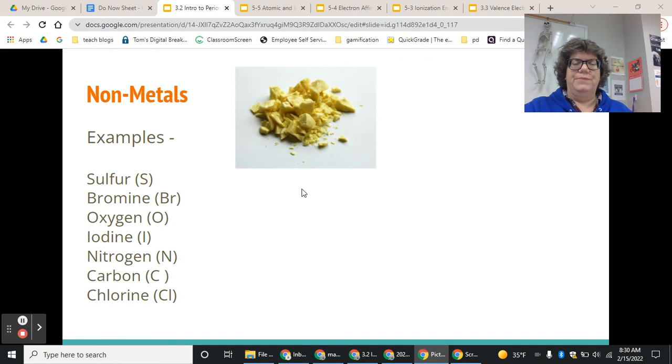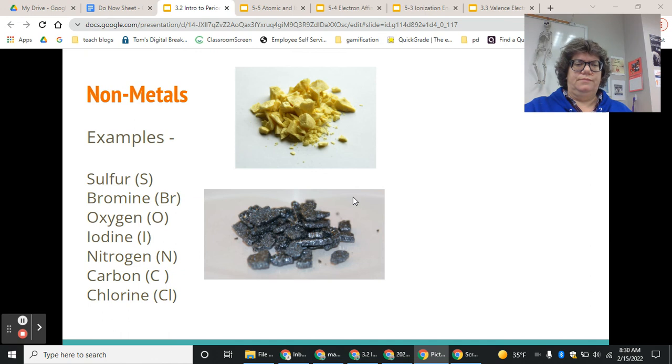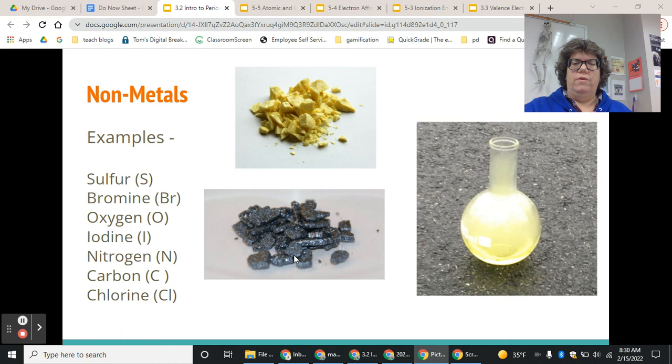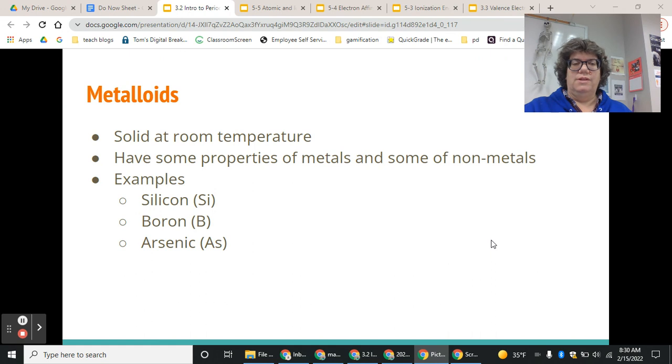That's sulfur. Makes that stinky, rotten egg smell. That is iodine right there. And chlorine. It's a gas, a nice yellow gas. Anyway, it's very dangerous, so I shouldn't probably say it's nice.